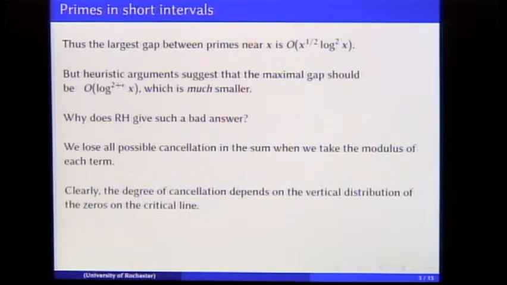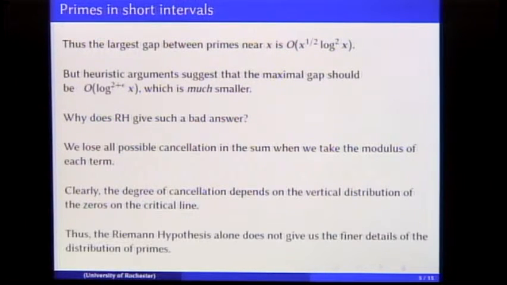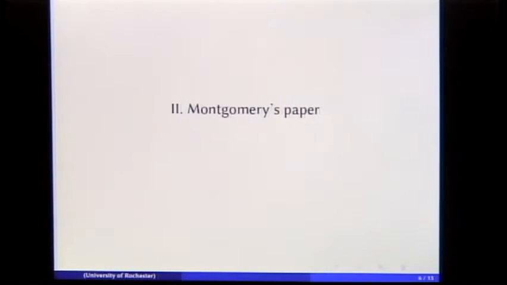Okay, so that's, let's suppose the Riemann hypothesis is true. How are the zeros then distributed on the critical line? Okay, yes.